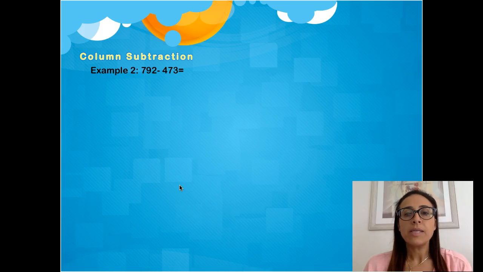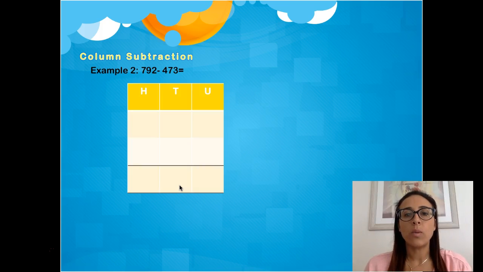Example number 2, 792 minus 473. Once again, we need to place these digits in the correct place value. 7 in the hundreds, 9 in the tens, 2 in the units. Subtract 473, 4 in the hundreds column, 7 in the tens column, and 3 in the units column. Now we're ready to subtract. 2 minus 3. We have a little problem here because the number on top is smaller than the number below.